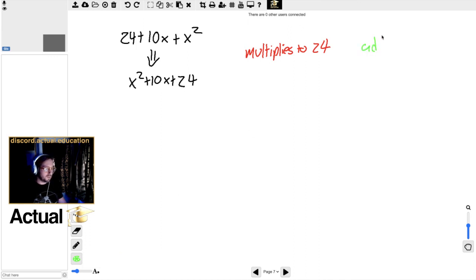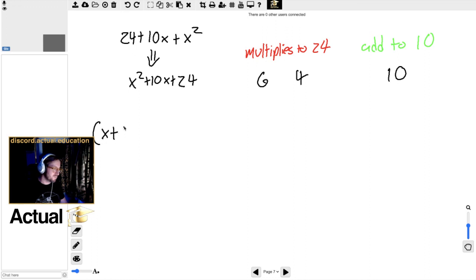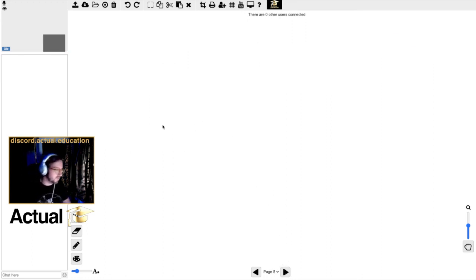So I think you already said the answer, right? See how this is easy? You can guess them sometimes. 6 and 4 add to 10. So what's the answer? It's x plus 6 and x plus 4. Perfect. So they're trying to trick you with the equation. Yeah, they wrote the equation in a non-standard ordering because they're trying to mess with you.